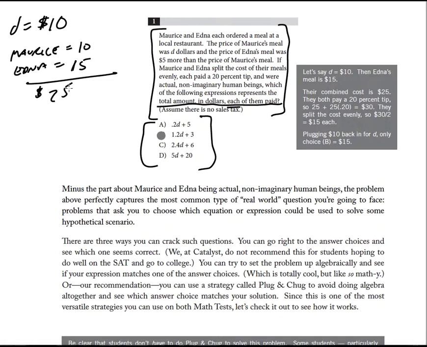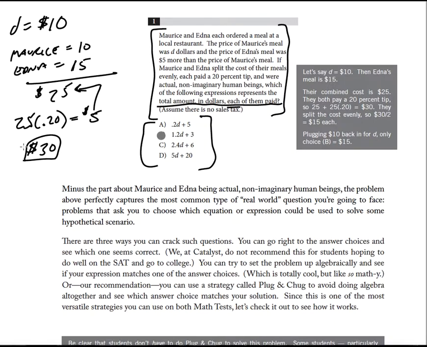It says they each paid a 20% tip, right? So how can I figure out how much they would pay including the tip? Brian, yeah, you're right. I could do $25 times 0.20, because that's 20% as a decimal, right? That would get me $5. I can then add that $5 to the 25. That means they paid a combined $30, right? That's one way to do it. And you're right, you can do it that way.